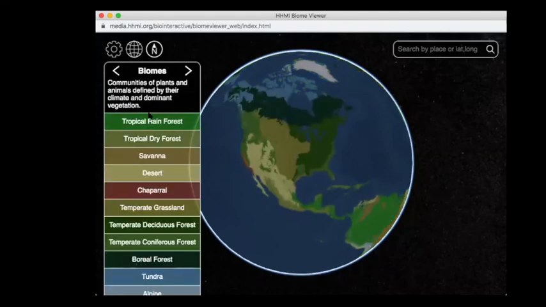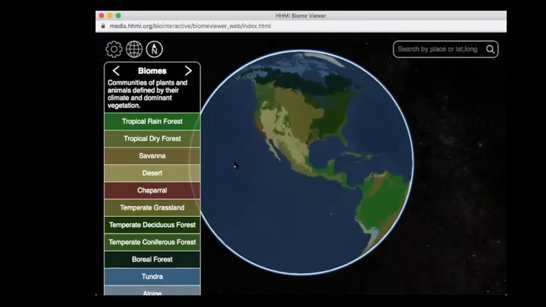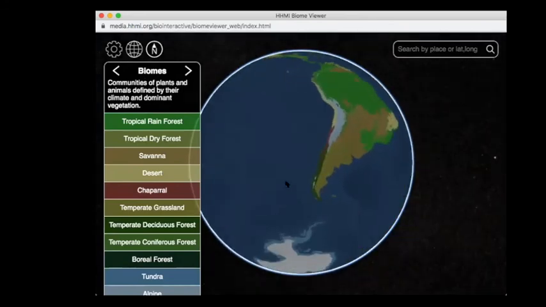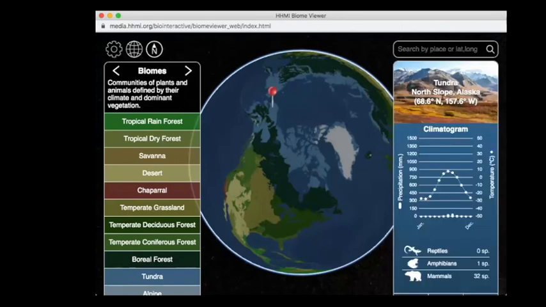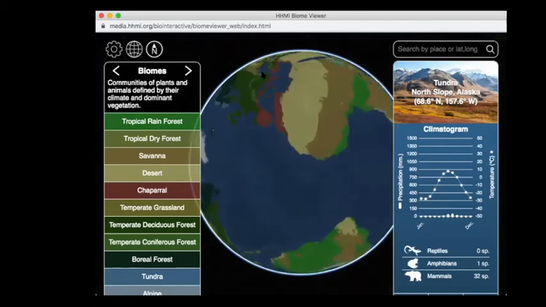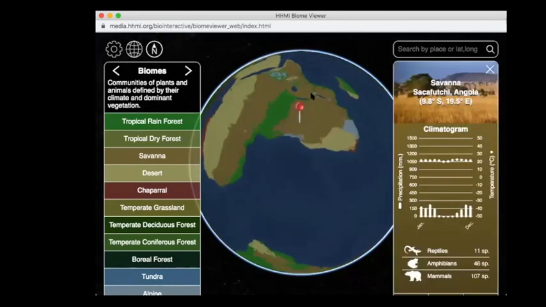Once again, you can go back to biomes, and like I said, you can click on descriptions. You can pull up any biome you want. You want to go up and look at northern Alaska, the tundra, the North Slope. Trump wants to drill for oil there. Anywhere around the world you desire. Pretty cool. You can pull up a city.